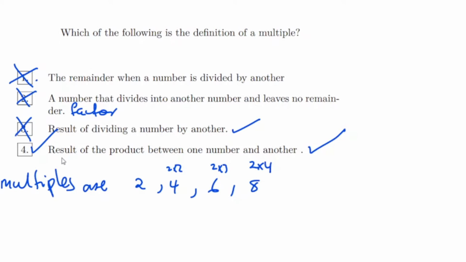So basically, a multiple is the product between one number and another. And in this case, it's just a product between 2 and each of these numbers. Okay, so this is what defines a multiple. It is just the result of the product between a number and another. Okay, good.